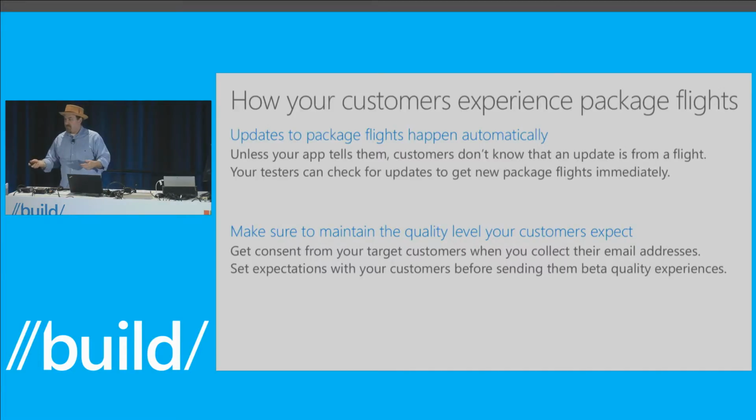Now, your test team probably knows that the flight is coming. So the store checks for updates once per day. This distributes the calling pattern of all of the millions and millions of clients. But your test team can go open the store and hit check for updates. And as soon as Dev Center tells you the flight is published, your test team can get that flight immediately and start validating it.